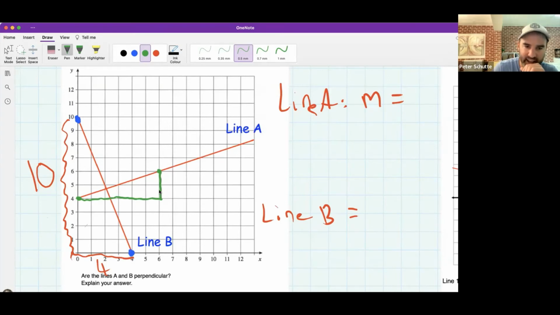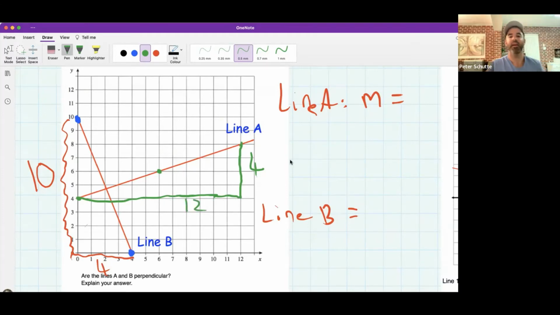So for line A, in fact, instead of counting it like this, maybe counting it like this is better. It might be easier to see this way. 1, 2, 3, 4, so 4 up, and then how many? 1, 2, 3, 4, 5, 6, 7, 8, 9, 10, 12.